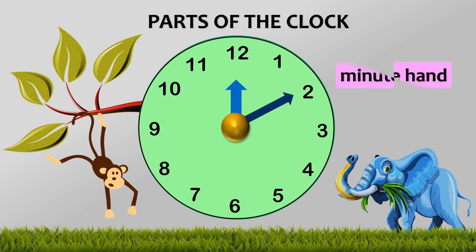The long hand is called the minute hand. It takes the whole hour to move all the way around the clock. The short hand is called the hour hand. It moves a lot slower than the minute hand. It shows what hour we are in.